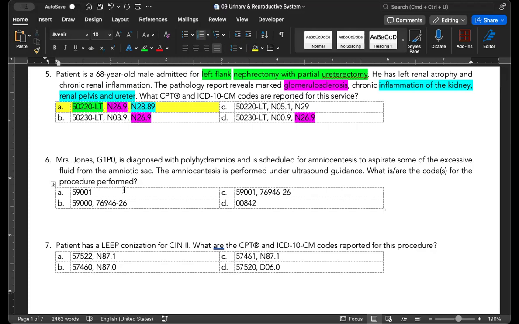Yep. And then it's 59001. So let's just go look at the code description so that way we can get familiar with how some of those codes read. And then your 59001 is your amniocentesis for therapeutic amniotic fluid reduction. Okay. So should we also code our ultrasound guidance separately?